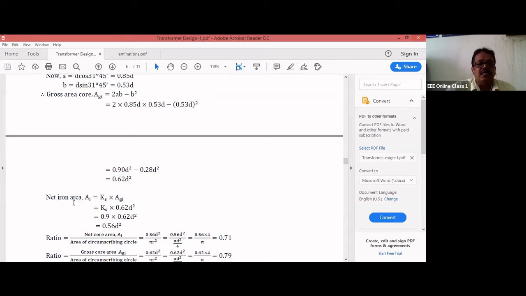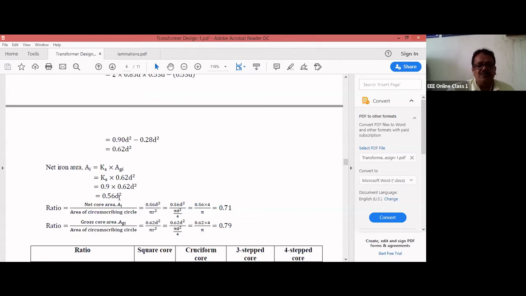Let us find out the net iron area, AI. Net iron area AI is equal to Ks into AGI. So what is Ks? Ks into AGI, 0.62 D square. What is Ks here? 0.9. 0.9 into 0.62, what do you get here? 0.56 D square. You can see here the net iron area without insulation is 0.56 D square. If you take gross core area AGI, what you got here? 0.62 D square. So the difference of 0.62 and 0.56 is nothing but the insulation. Okay. So these values you are going to use while solving.